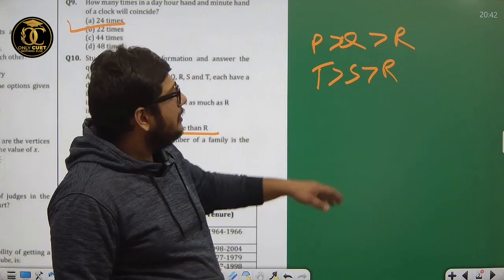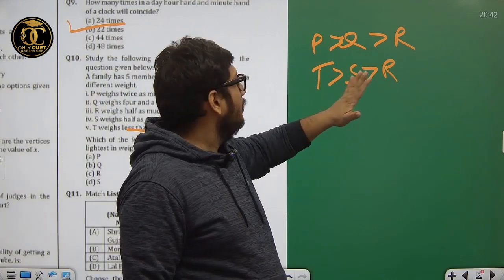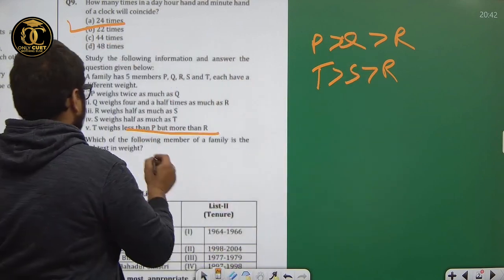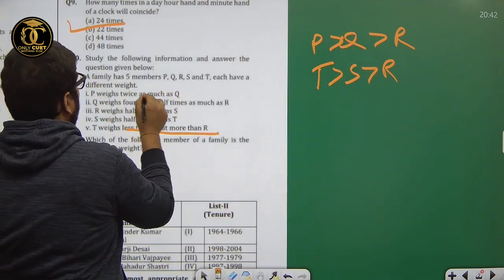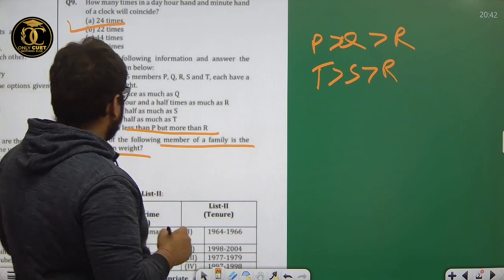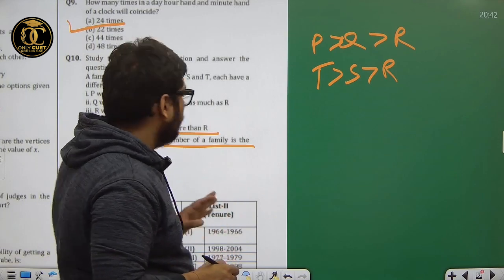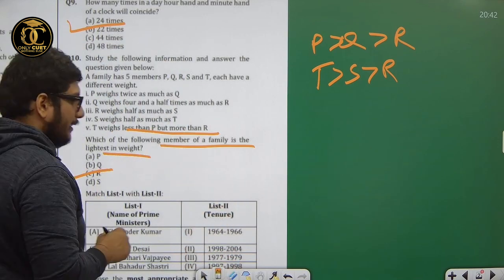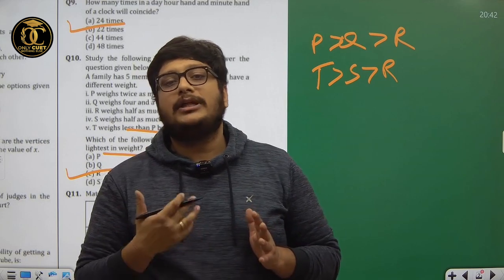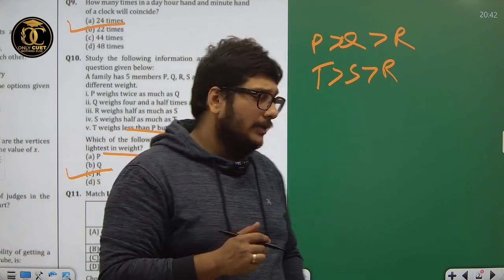Now see, given this, there are 5 members and we know everyone is greater than R at least. So R is the least, because they have asked which of the following members of the family is the lightest in weight. Lightest would be R. So option C is the correct answer. Supposedly you're not able to understand it like this, then what different approach should I follow?